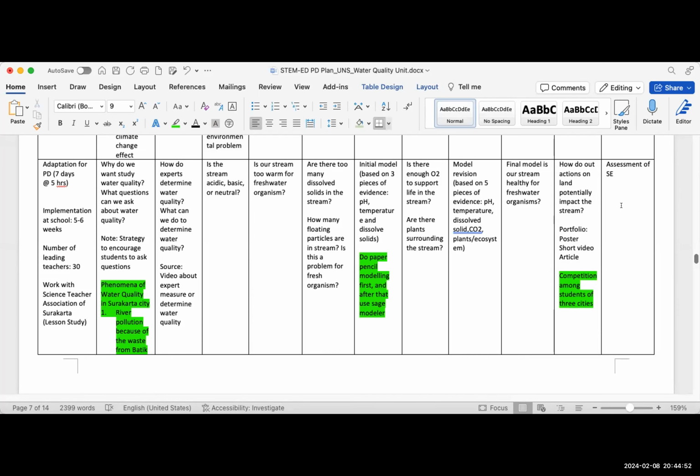And for the assessment, we will follow the type of assessment that Anne introduced us, because in Indonesia, some of the teachers use multiple choice type questions, but we think that multiple choice will not exactly measure the ability of the students. So that is the progress of our water quality plan, especially what we will implement in Surakarta. Thank you.